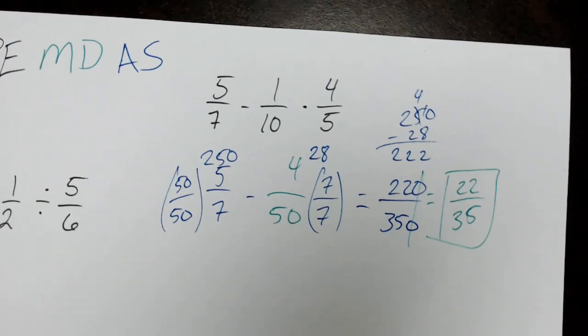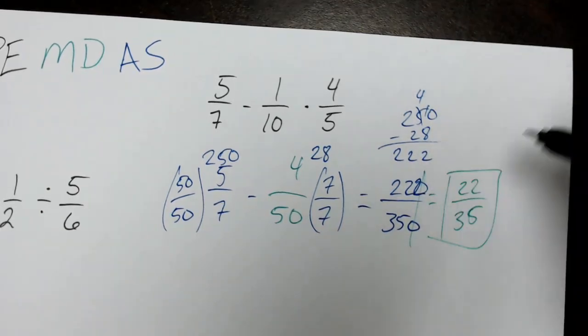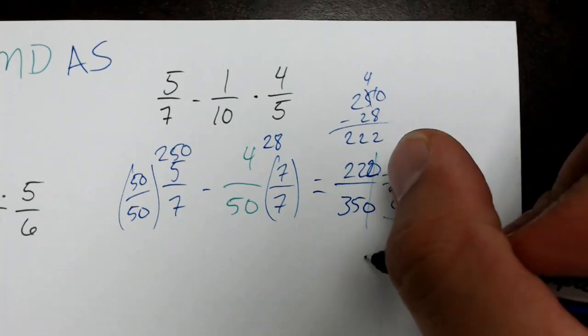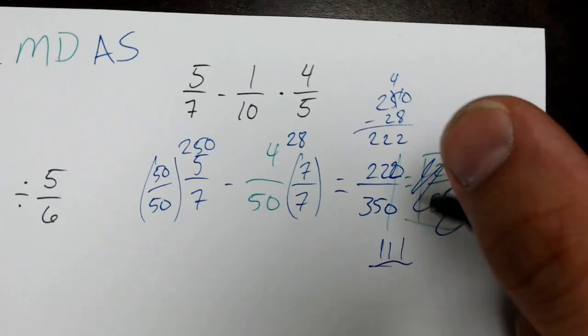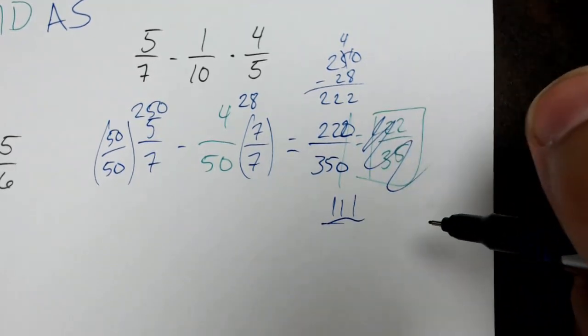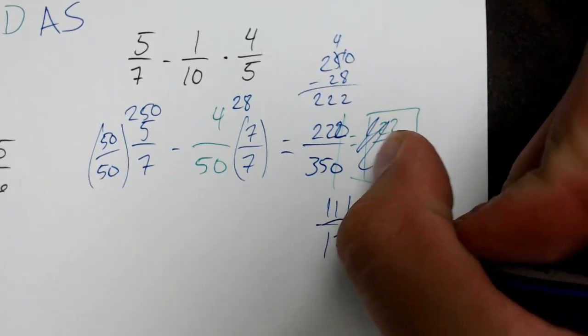Wait, hold on. Did I make a mistake? Yeah, I did. Wow, how did I do that? I wrote 222 and then 220. Nope, I'm not going to divide by 10. I'm going to divide by 2. So 222 divided by 2 is 111. See here, 350 divided by 2 is, let's see here, 25, 70, 175. So 111 over 175.